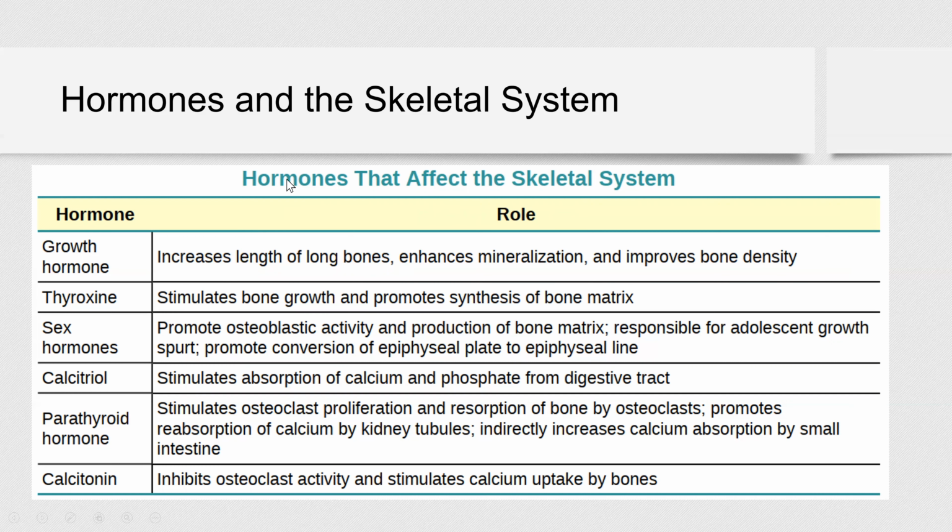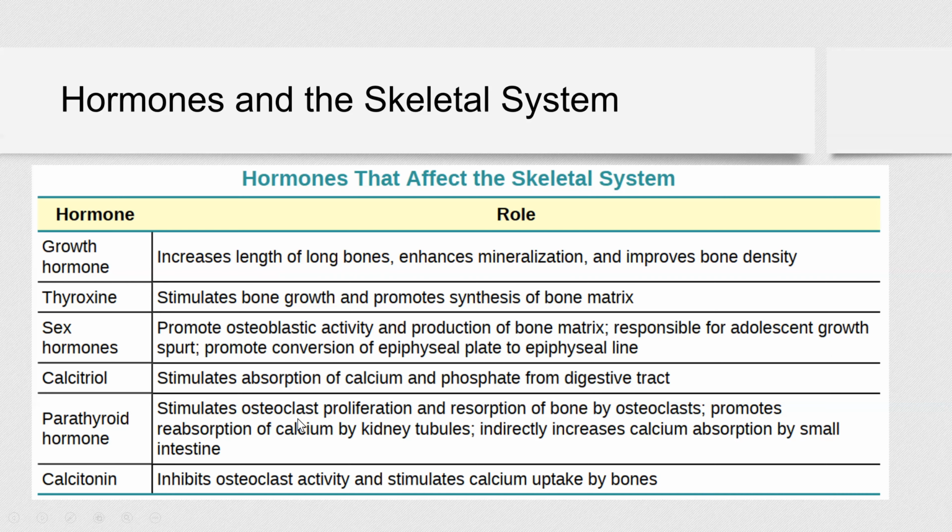Calcitriol, I don't know why it's in the hormones, it's actually vitamin D. Oh yeah, but because your skin synthesizes a precursor of vitamin D, we can consider it to be a hormone. This one stimulates absorption of calcium and phosphate from the digestive tract. Parathyroid hormone stimulates osteoclast proliferation and resorption of bone.